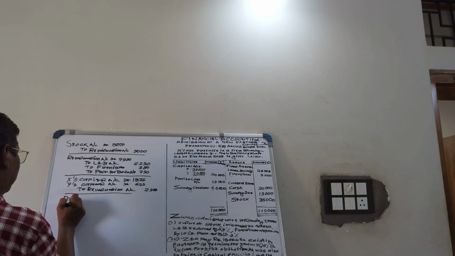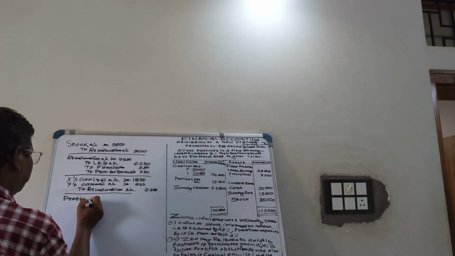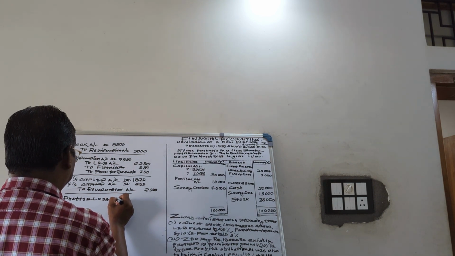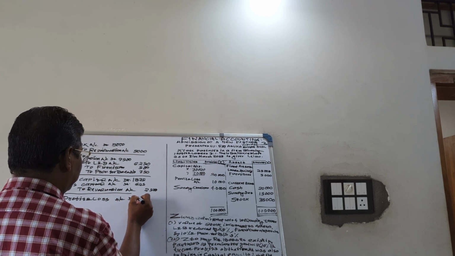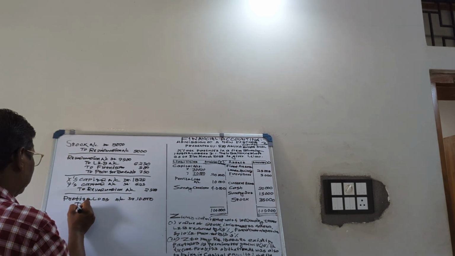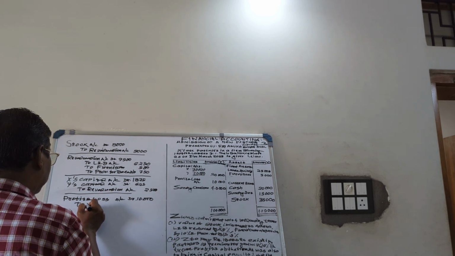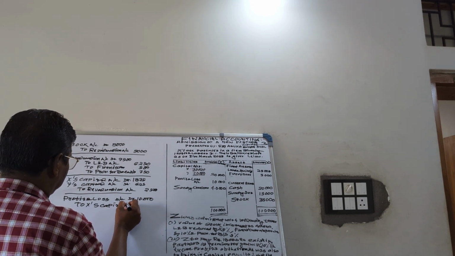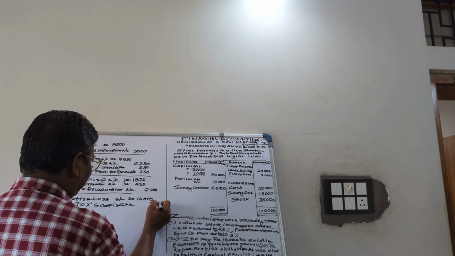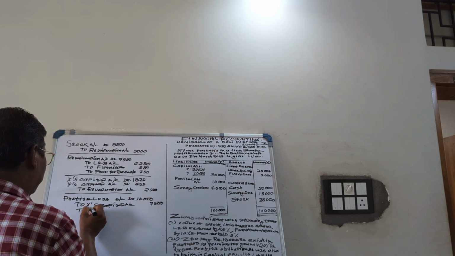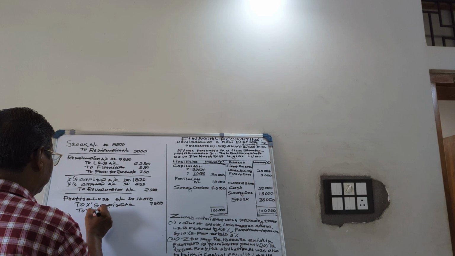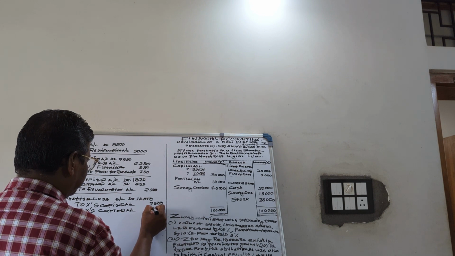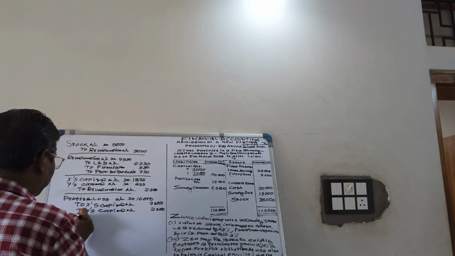So before the admission of the new partner, whatever unrestricted profit there is will be taken by the old partners in their old profit sharing ratio. So profit and loss account debited 10,000, to X capital account, 3/4 of 10,000 is 7,500, to Y capital account 2,500, being amount of unrestricted profit distributed between the partners in their old profit sharing ratio, that is 3:1.